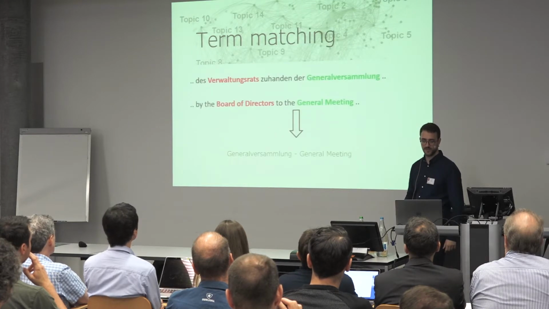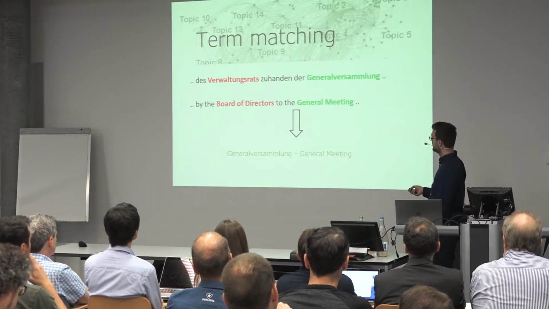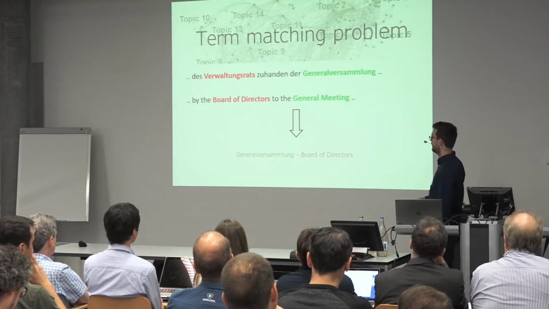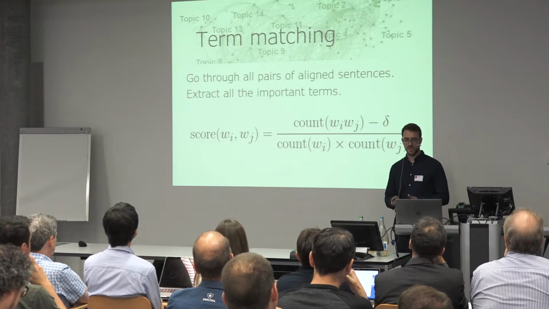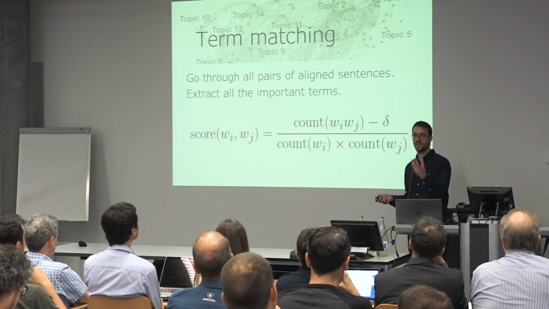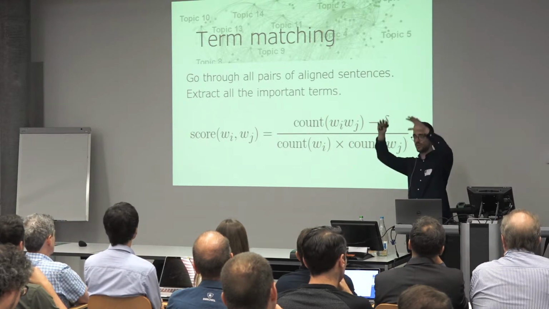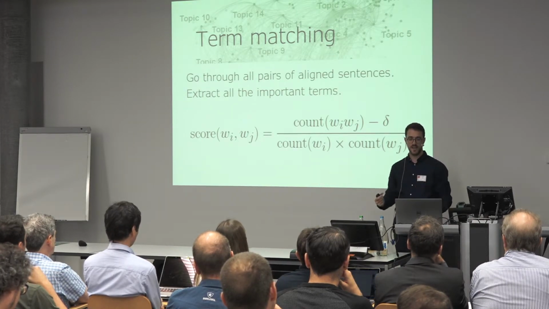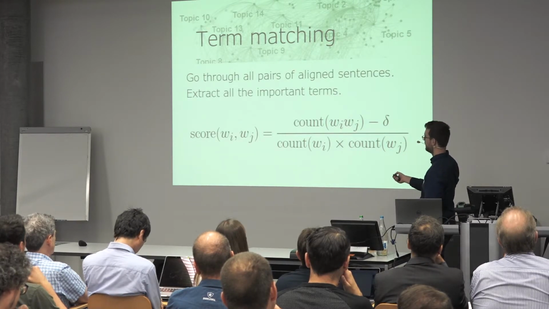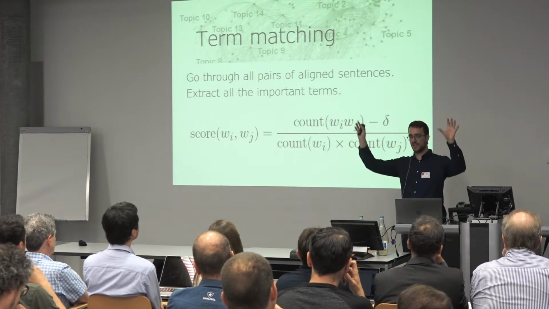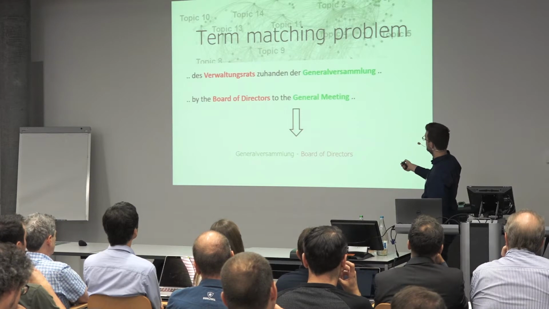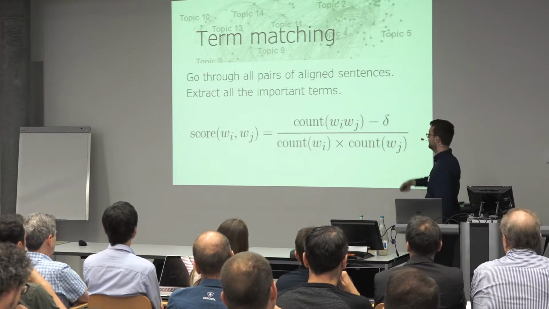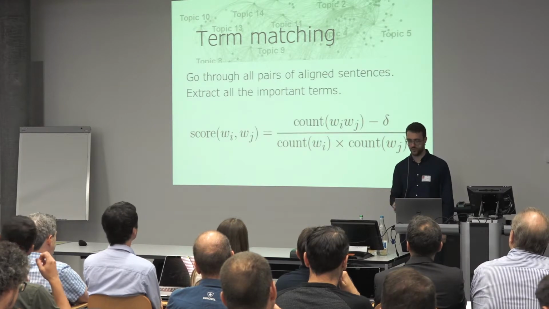So we now have the important words, and now we have to do the matching, and we want to avoid having this here, that Generalversammlung is matched to board of directors. To do this we also use some scoring. We have the same idea as with the phrases. We go through each of the sentence pairs, and we get all the important terms out of these sentences, and then we look at how often these appear together, like the German and the English one, or how often they appear in different sentences, in the hope that this pair here appears often and this pair here doesn't appear as often. And then we again have a score that looks at how well this works.